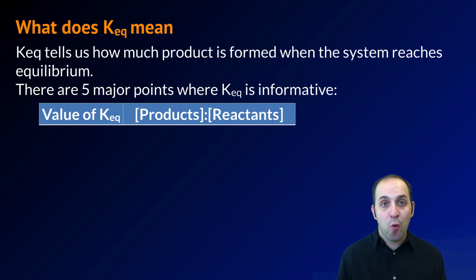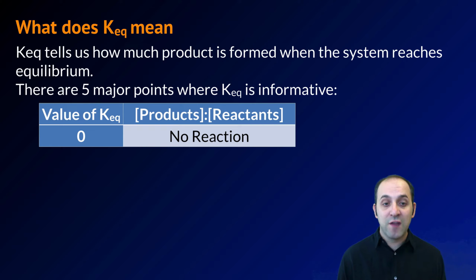There are 5 major points that are really useful. The value of KEQ could be 0, in which case there is no reaction. All of the substance is remaining in our product form. The reaction really never started, so the rate of our forward and reverse processes is 0.